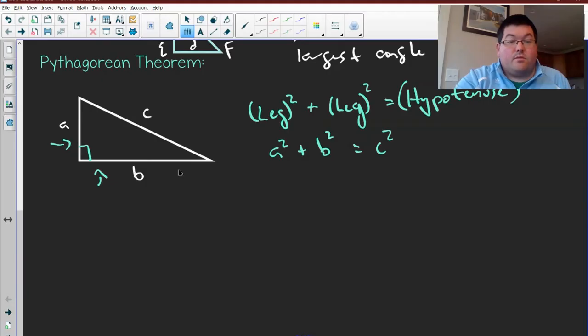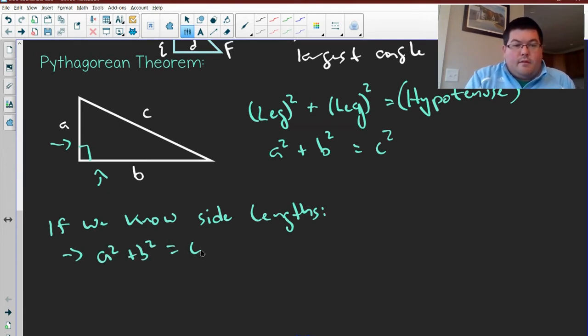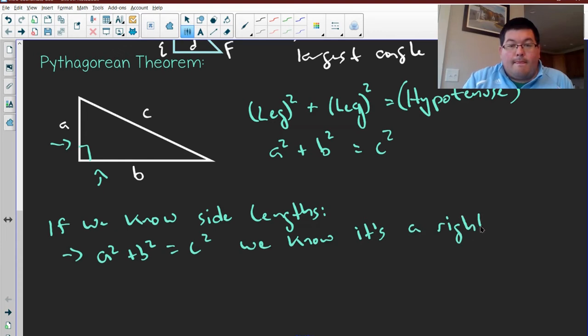squared. And so this leads us to one of these principles, that if you know the side lengths, and option 1, a squared plus b squared is equal to c squared, then we know it's a right triangle.